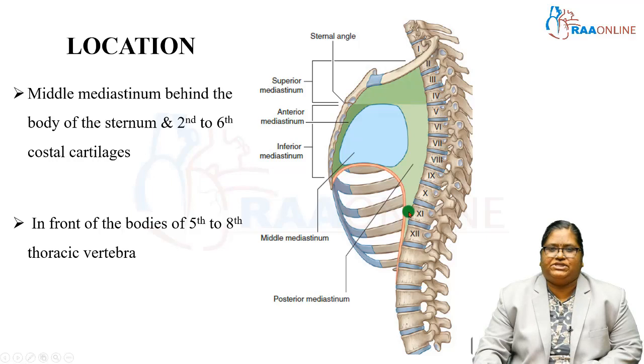cartilage. If you look at this picture, this is the middle mediastinum, which is present behind the body of the sternum and the costal cartilages, the second to sixth costal cartilages, and in front of the bodies of the fifth to eighth. This is very important. So what is the location? It is located in the middle mediastinum, behind the body of the sternum, and the costal cartilages are second to sixth, and the vertebrae are the bodies of the fifth to the eighth thoracic vertebra.